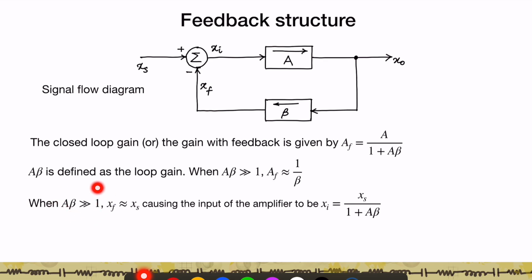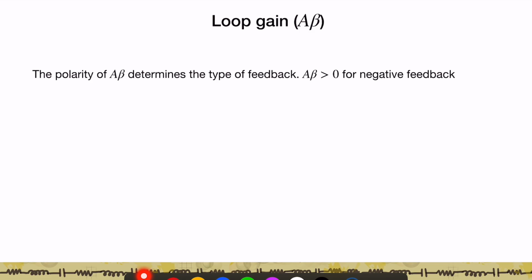Now when A beta is greater than 1, what does that mean? That essentially means that this feedback signal and this input signal are very close together, or in other words, this Xi is kind of like an error signal, and this error signal is very, very small. So the input to the amplifier Xi is actually going to be Xs divided by 1 plus A beta, right? And so when this A beta is very large, this Xi is going to be very, very small.